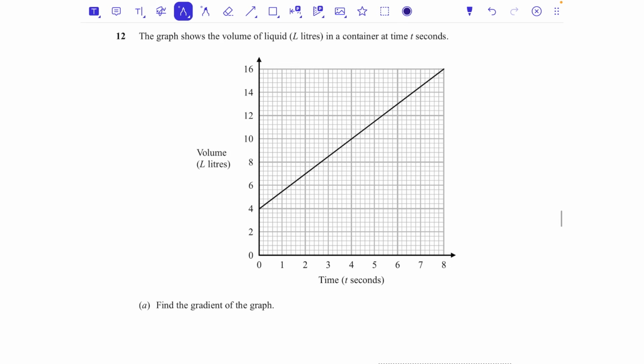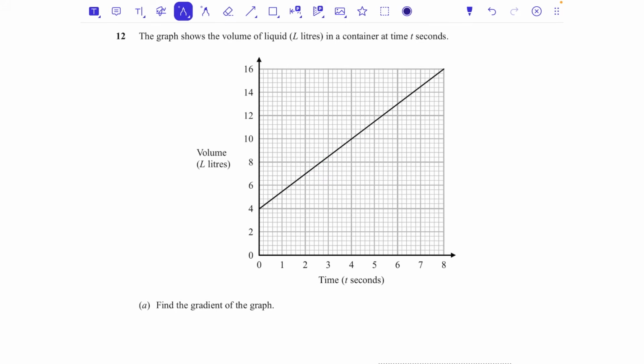Question number 12. The graph shows the volume of liquid in a container at time t seconds. Find the gradient of the graph. So gradient is for every 1 across, how much does it go up by? So let's say we were here. For every 1 across, how much has it gone up by? Or let's say we're here. For every 1 across, how much has it gone up by? Now, it's quite hard to tell because it's kind of between the squares. So I'm going to use a slightly different method here.